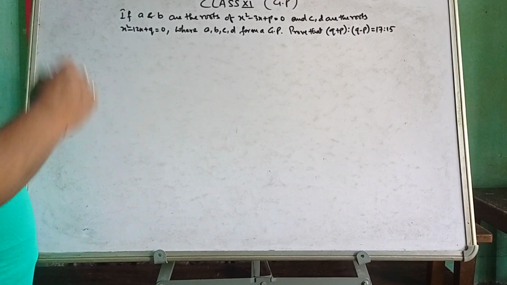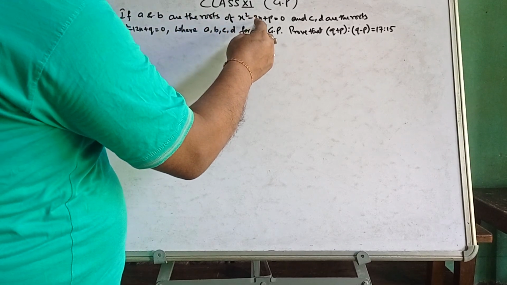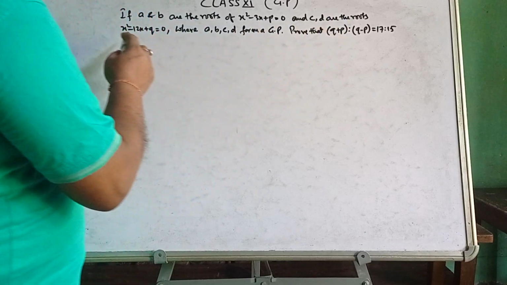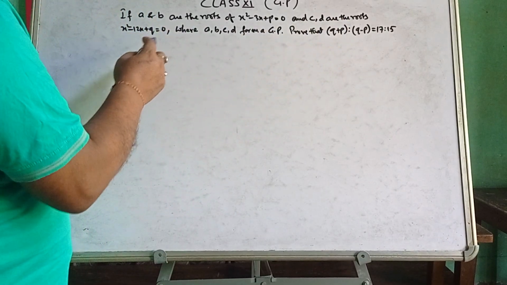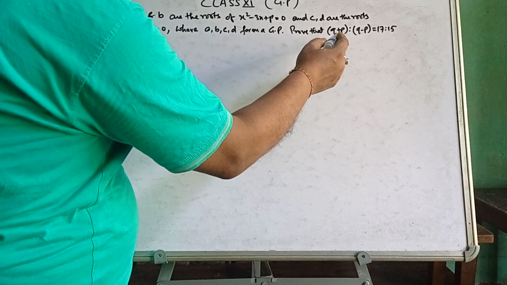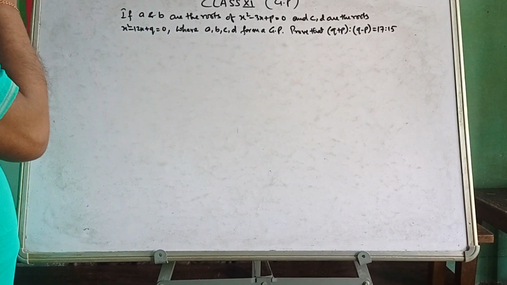So here you see that it is given that a and b are the roots of x square minus 3x plus p is equal to 0, and c and d are the roots of x square minus 12x plus q is equal to 0, where a, b, c, d form a GP. Prove that (q plus p) is to (q minus p) is equal to 17 is to 15. So how to prove it?